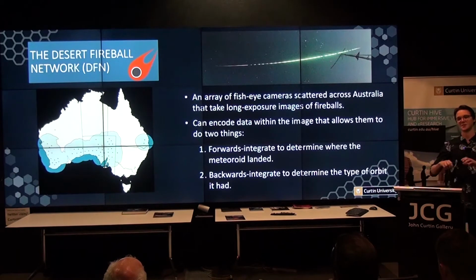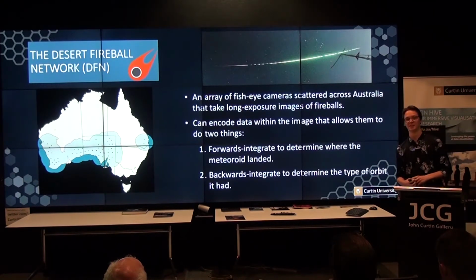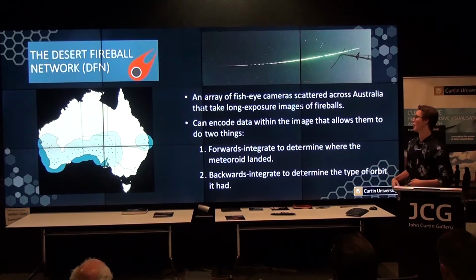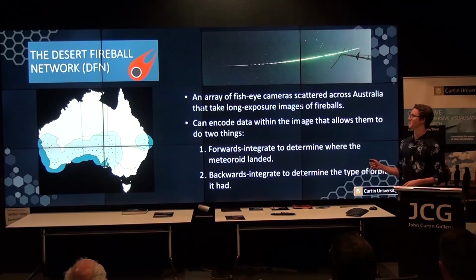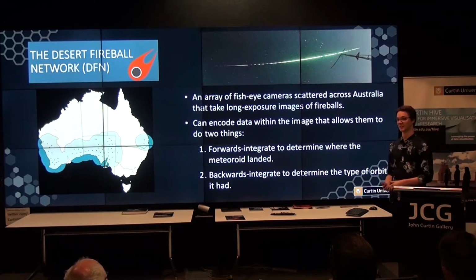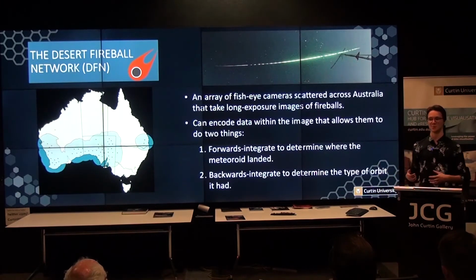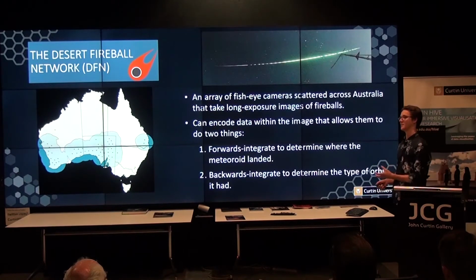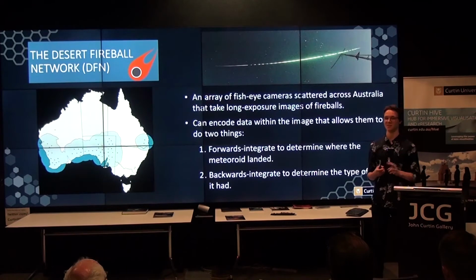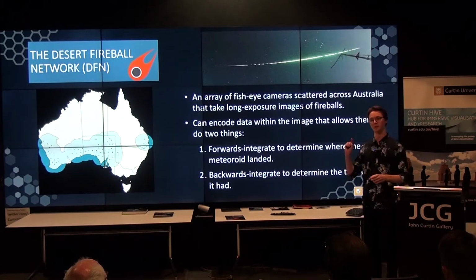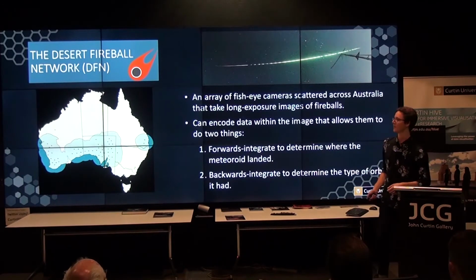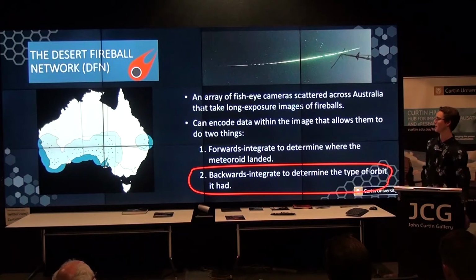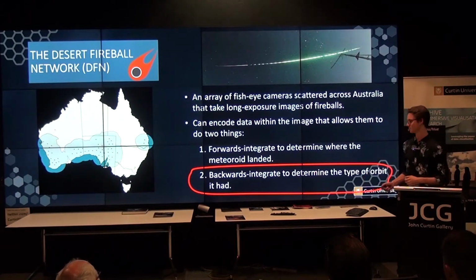The Desert Fireball Network is an array of cameras set up in the Australian desert, all aimed at the sky, and they're programmed to look for fireballs, which are streaks of light made by meteoroids as they make contact with the Earth's atmosphere. In these cameras, they are capable of encoding data in the images, which allows the DFN group to map out the path of the meteoroids. Once they have this path, they can do two things. They can integrate forwards in time and see where the meteoroid landed on Earth, or they can integrate backwards in time and determine what kind of orbit it had. And we're going to be focusing on the second part, which is determining what kind of orbits it had.